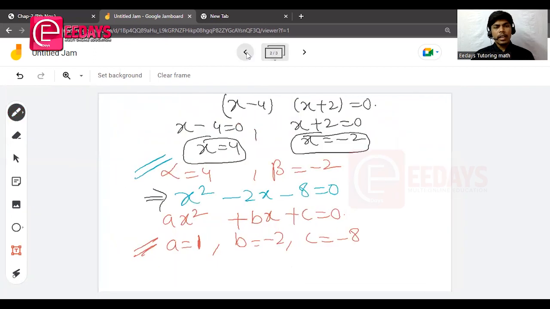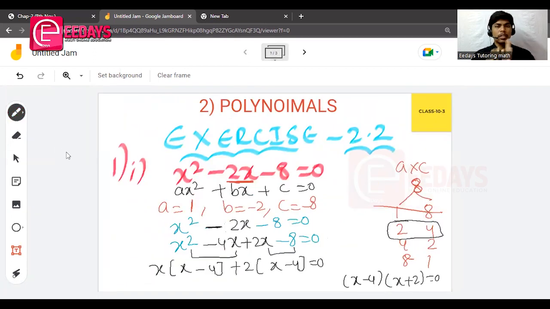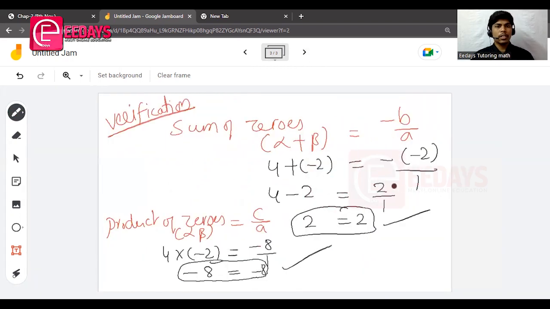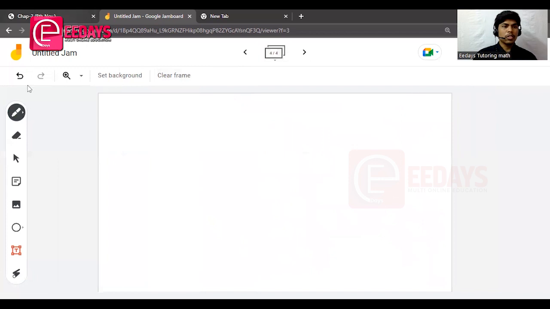All right. There are a lot of sums, so first observe the pattern of how to solve this. After giving the equation, compare with the general form and do the splitting the middle term process. Find the roots: x minus 4, x plus 2 are the two factors. Then x is equal to 4, x is equal to minus 2. After getting that, you can confirm that these two are alpha and beta. We already know a, b, c, and we need to verify the sum of zeros and product of zeros. All right, let's move on to the second question.